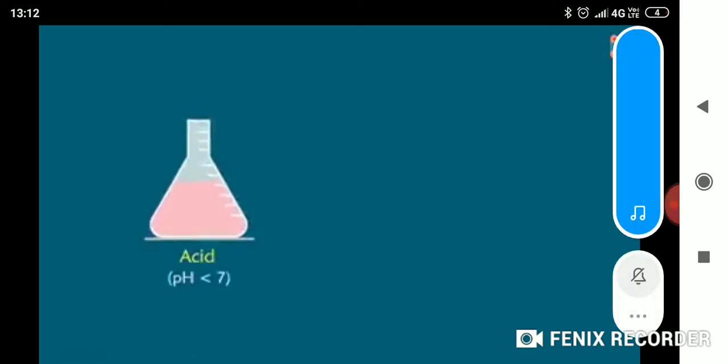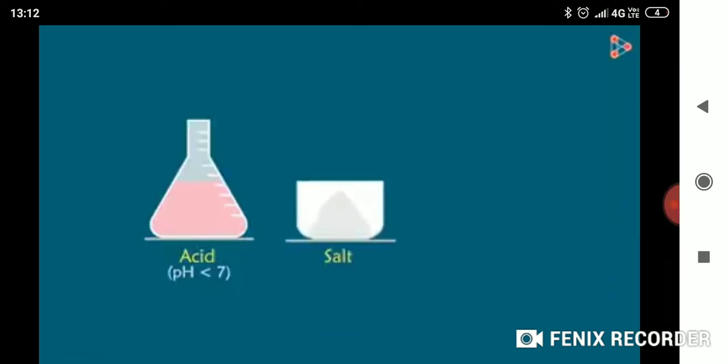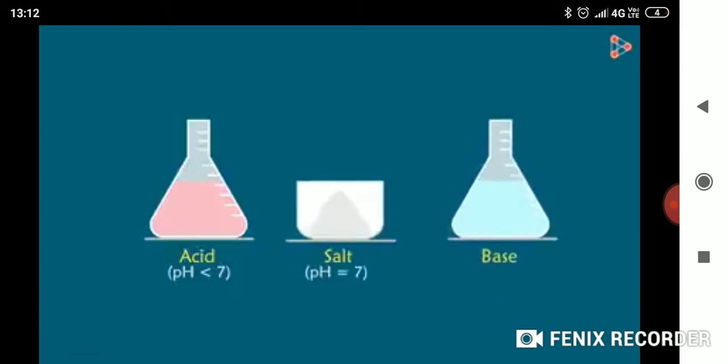Now we will watch a video related to this topic. All of us would probably know that the pH of acids is less than 7, that of salts is 7, and that of bases is more than 7. Do we really understand what pH is? Let's dive a bit deeper into this concept.